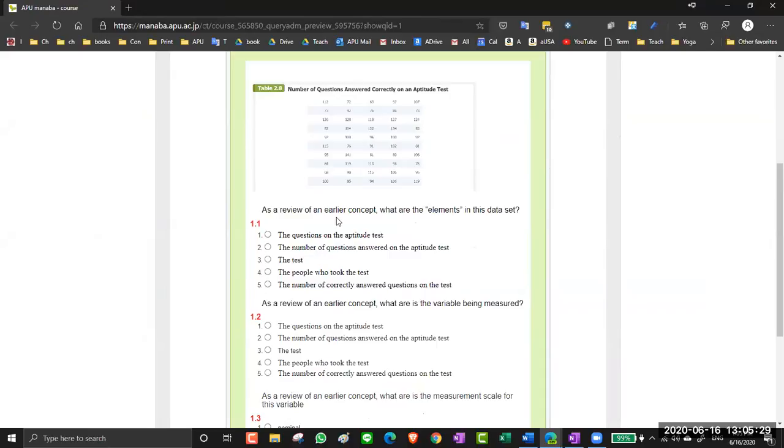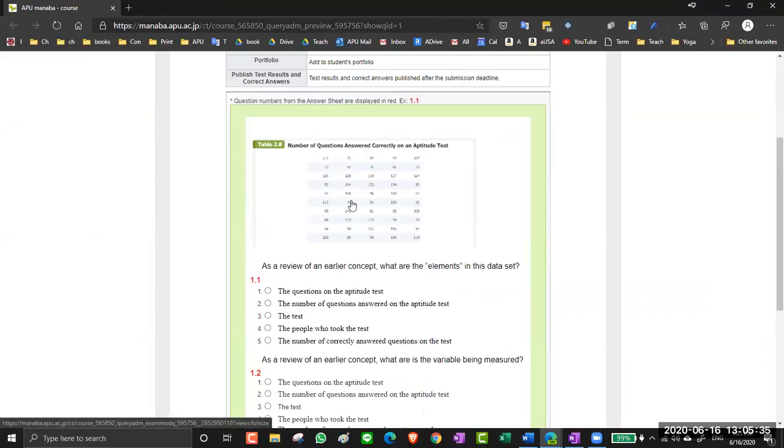Okay, as a review of an earlier concept, what are the elements of this data set? So this is an important question. Here we can see the data is the number of questions answered correctly on an aptitude test, right? So what are the elements? Can somebody tell us? The questions on the aptitude test. The people who took the test.